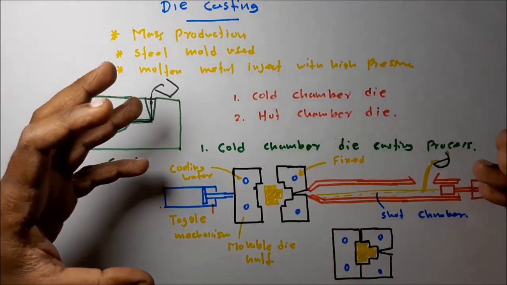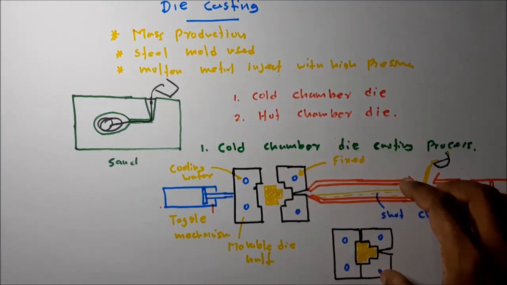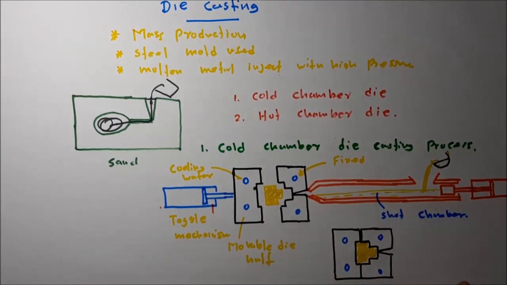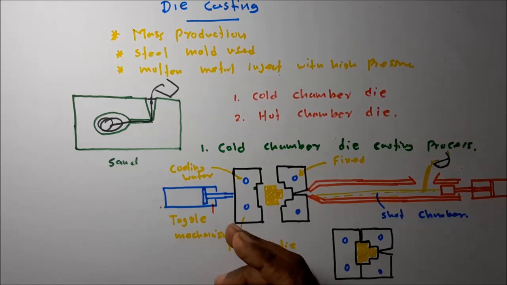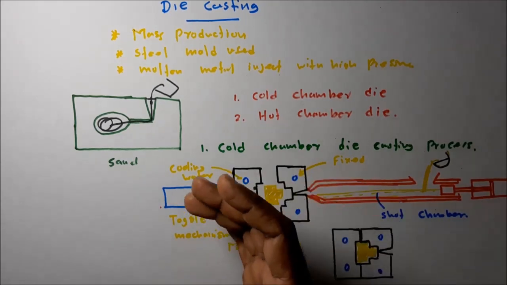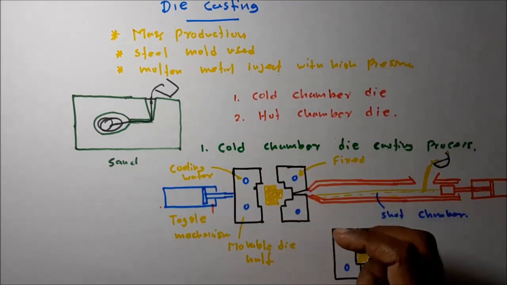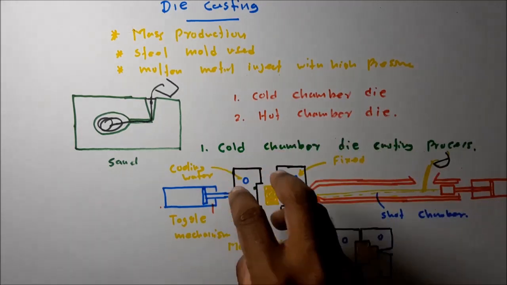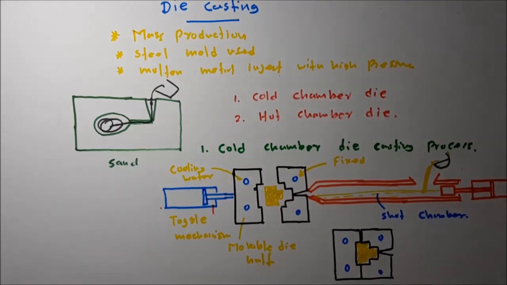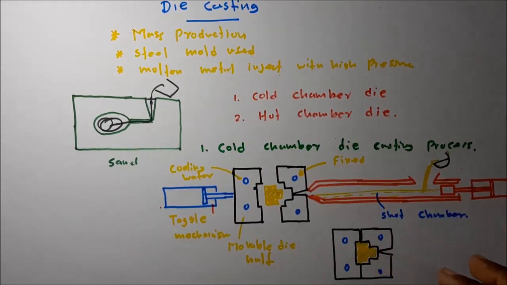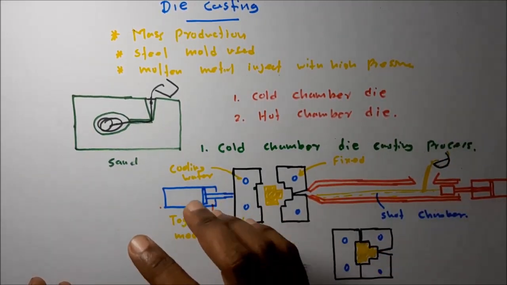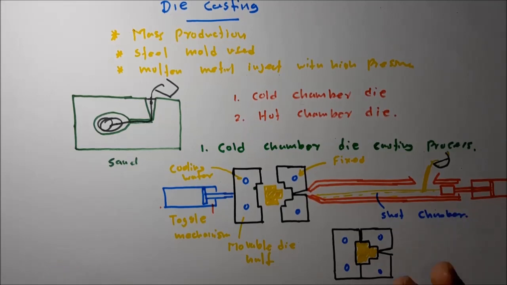This is a simplified diagram I have drawn here, but it has a lot of components: a temperature control system, a hydraulic control system, a cooling system control, and the robot arm to take out the solidified part. There are a lot of other components. This is done on fully automated machines.